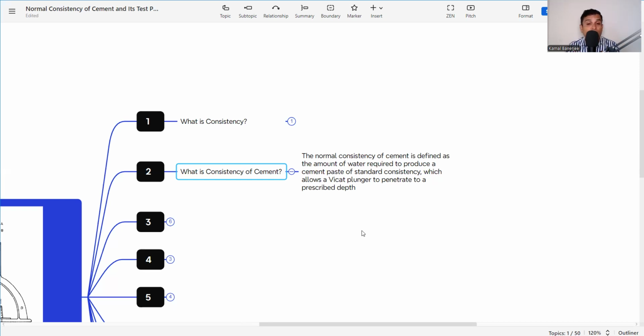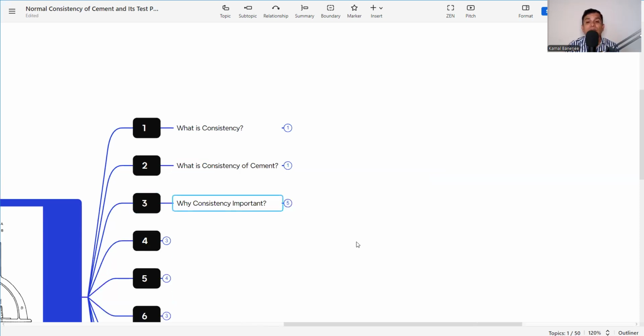That also you need to keep in mind, that we cannot add excess water, because then the mortar will not be workable and will not give the strength also. So what is the standard amount of water required to make it workable, such that the properties are not affected? That is the normal consistency of cement, and it is determined by the use of the Vicat apparatus.